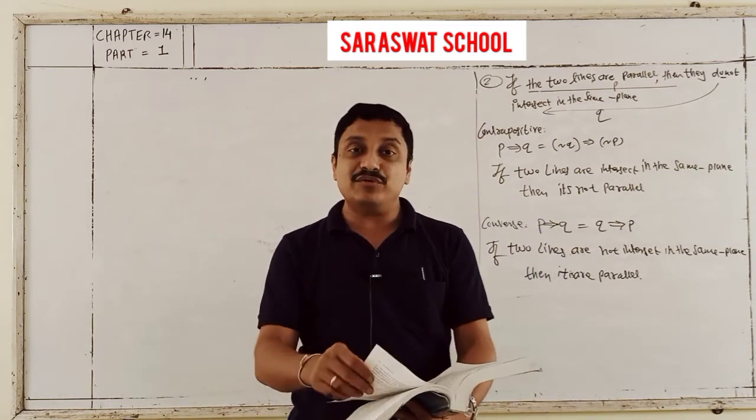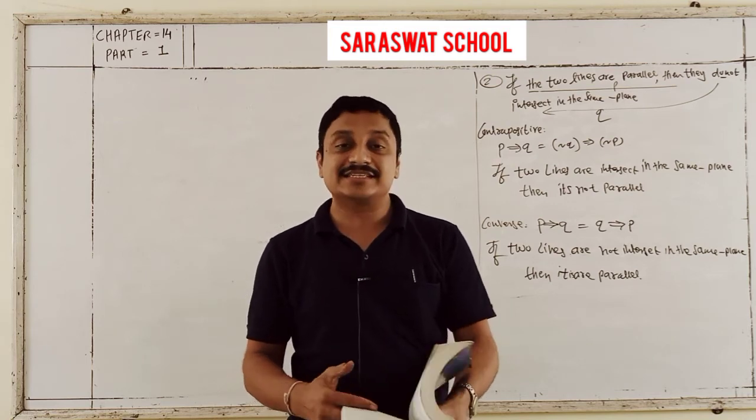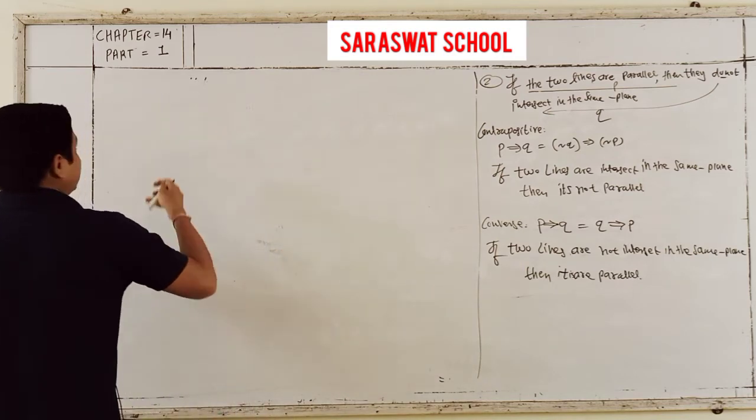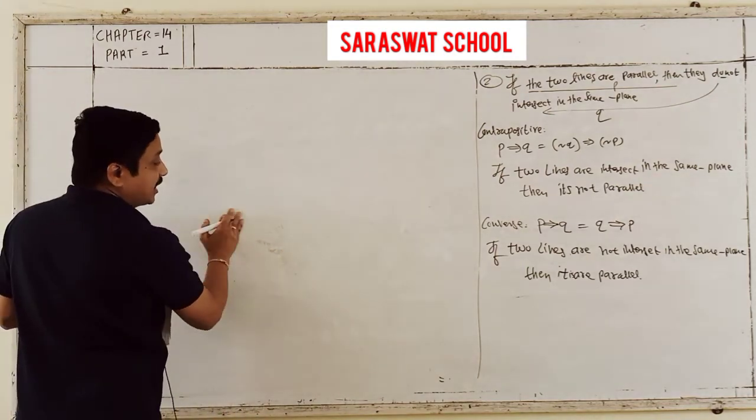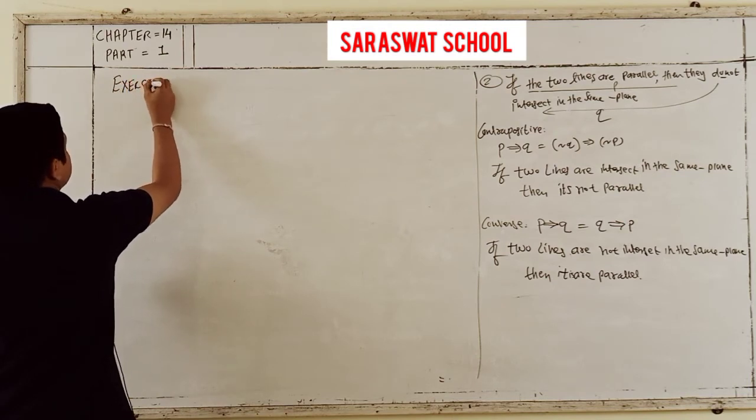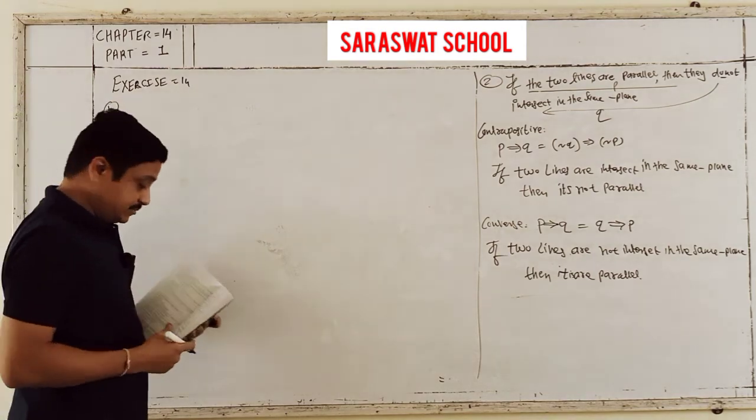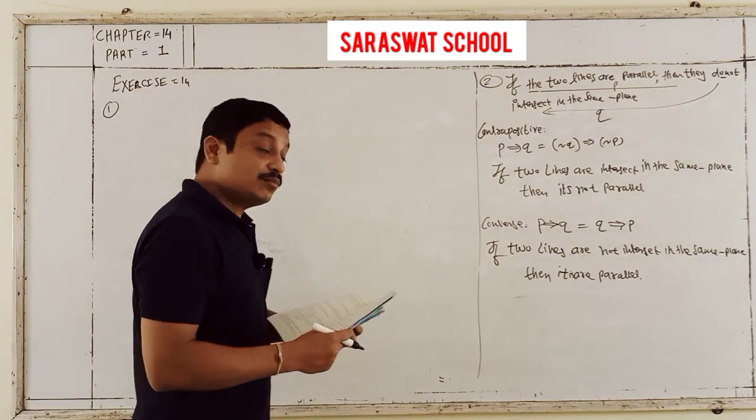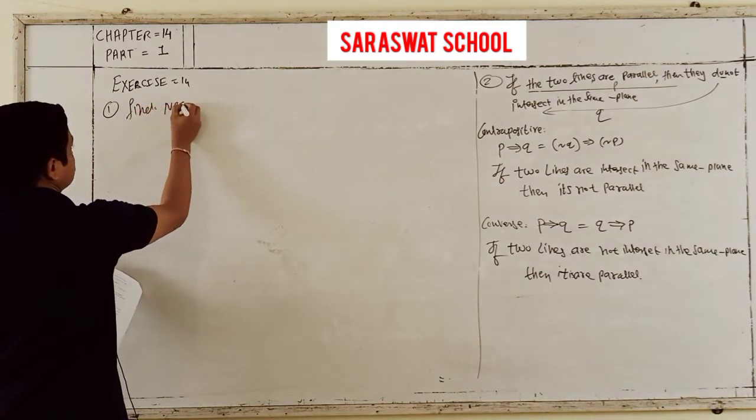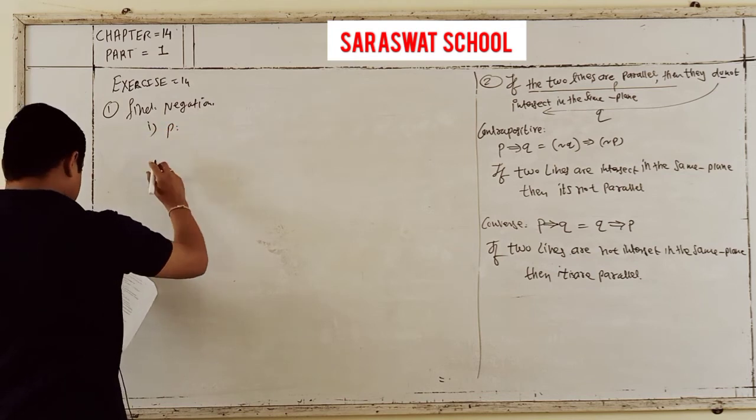After that, 14.5 you can calculate yourself. So I go now to our exercise 14. Yes, exercise 14 has a mix of all topics. Today I am explaining that one by one. Exercise 14. In the first one, write the negation of the following. Find the negation of the following.